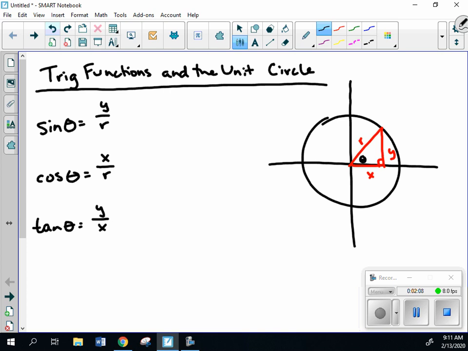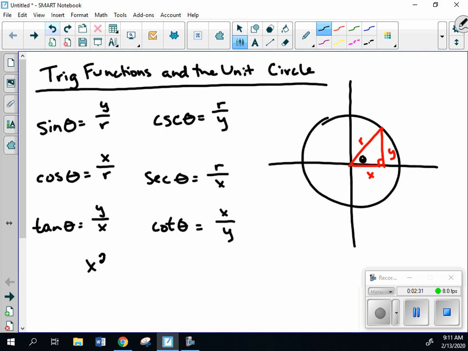So if I wanted the other 3 trig ratios, obviously we just have the reciprocal there. So cosecant of theta is R over Y. Secant of theta is R over X. And cotangent of theta is X over Y. Again, looking at this, you technically have a right triangle, so don't forget that x squared plus y squared equals r squared. And that makes sense because it's a right triangle and based off of Pythagorean theorem.